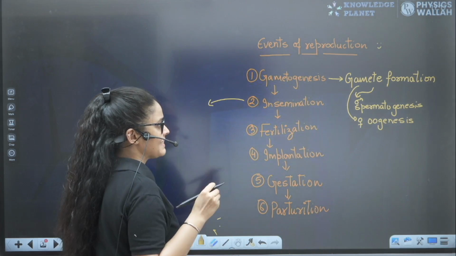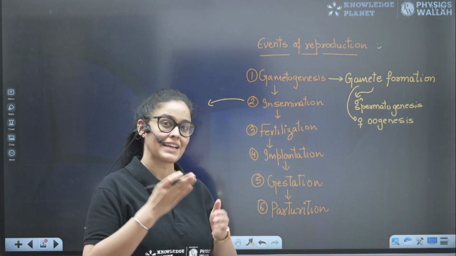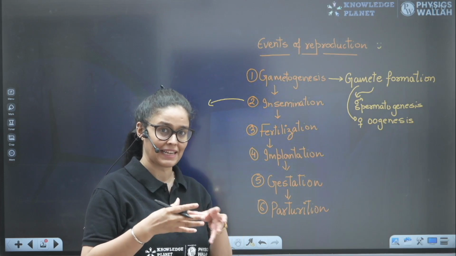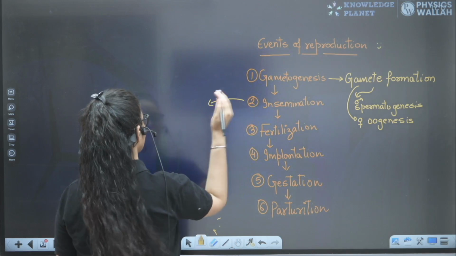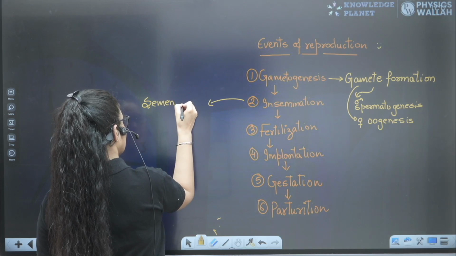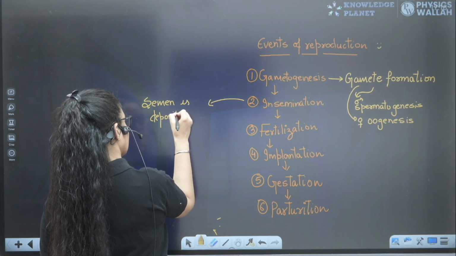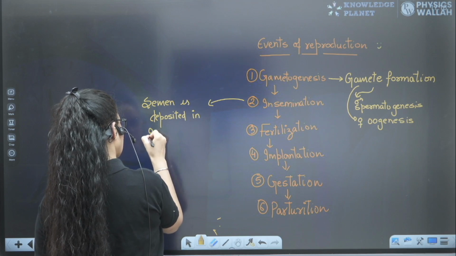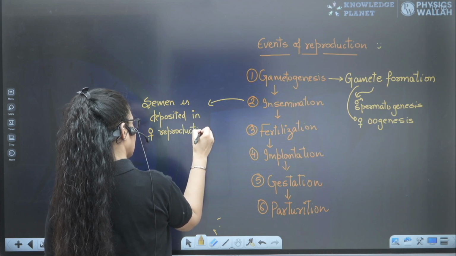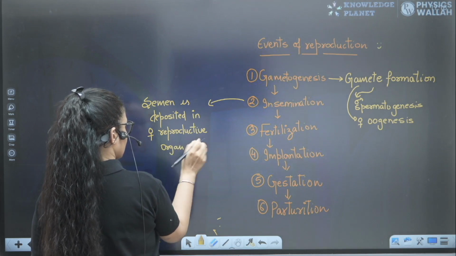What do you understand by insemination? After the formation of gamete, sperm will be injected inside the female reproductive tract, right? So insemination means semen is released and deposited in the female reproductive tract. So we will see the whole step.